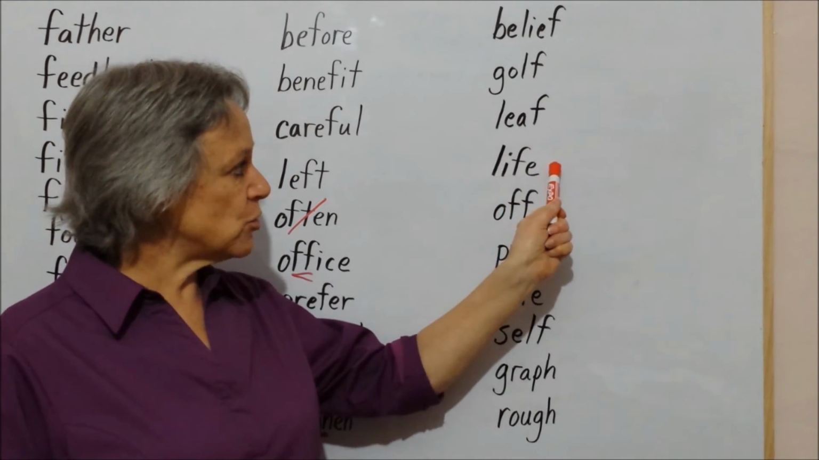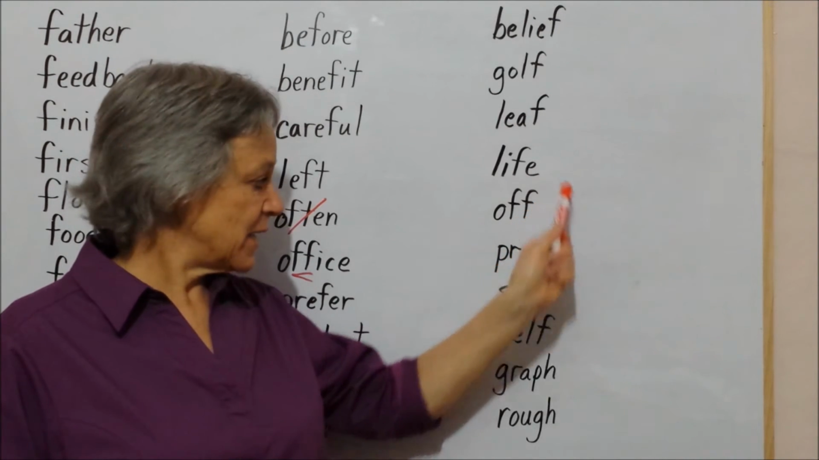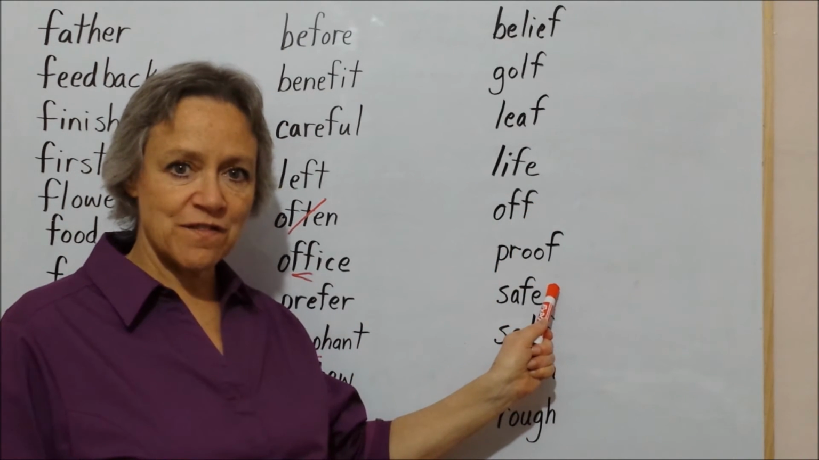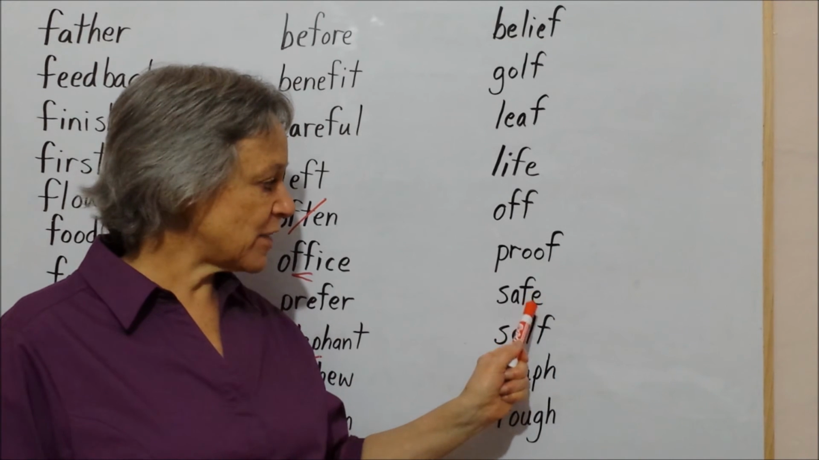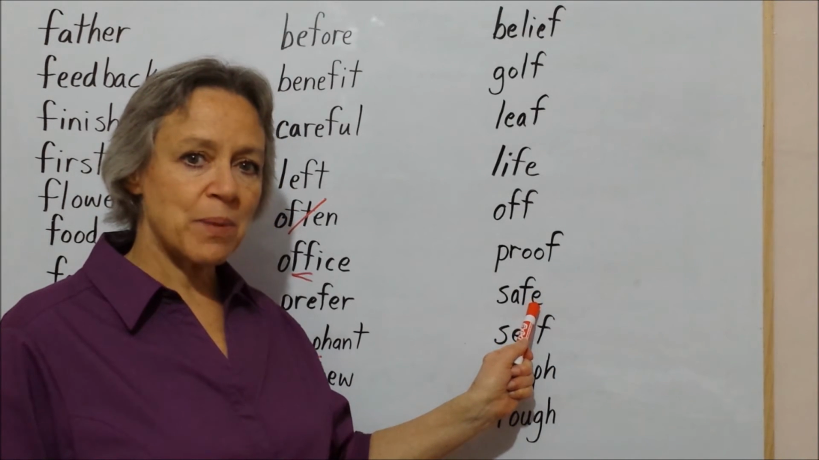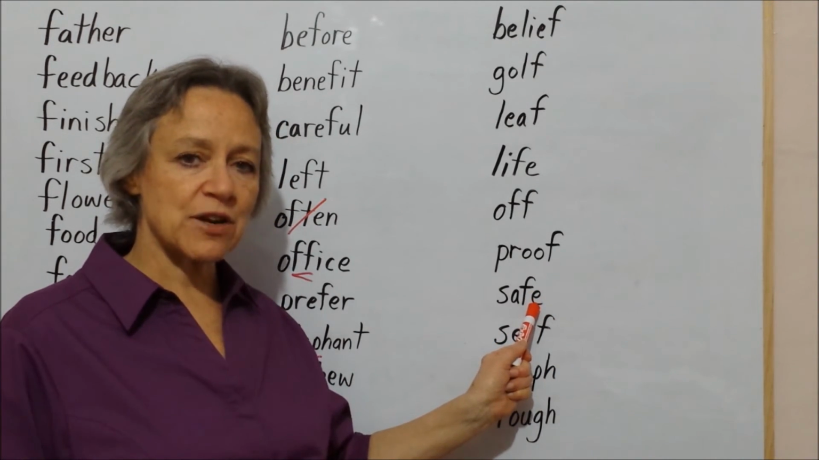We have two words here. I have life and I have safe, which end in the letter E. But we do not pronounce the letter E.